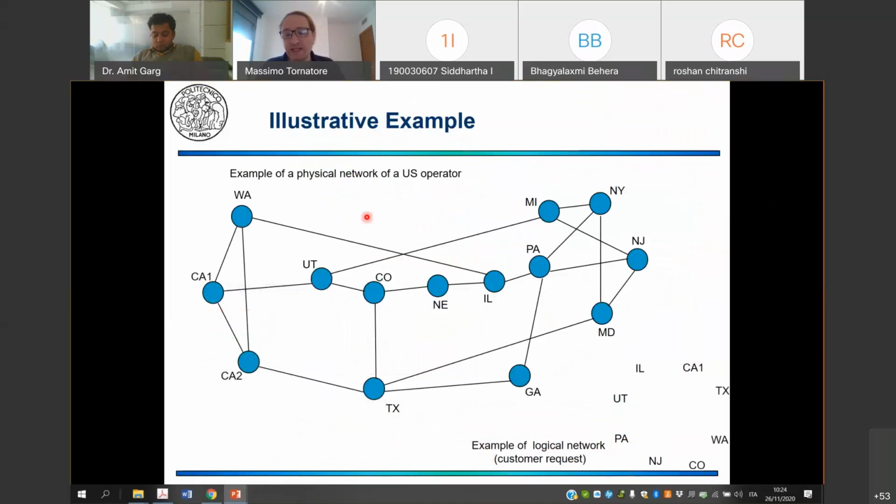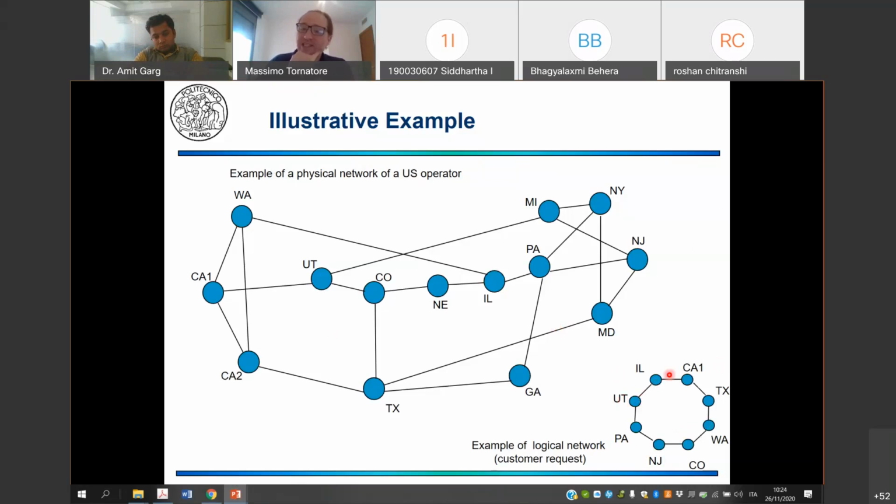For those of you who might be less familiar with these concepts, I'll try to make an example which is probably more visual. Now imagine this is AT&T. This is the physical topology of AT&T. And on the other hand, this is the logical topology that Bank of America wants to support. Bank of America would like to have connectivity between its Utah, Illinois, California, Texas, and other offices.